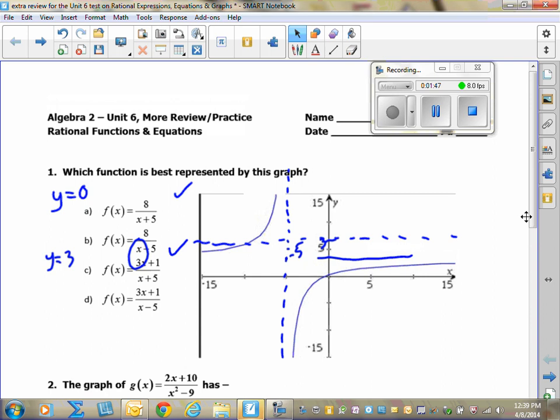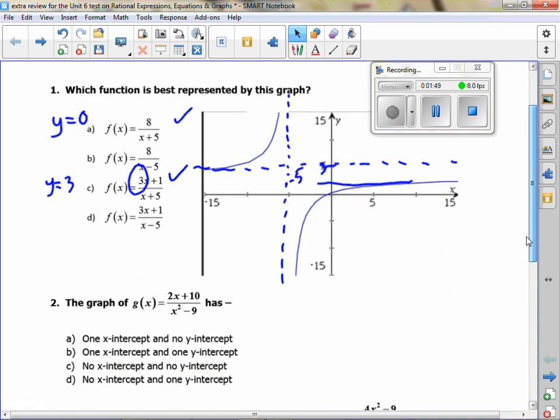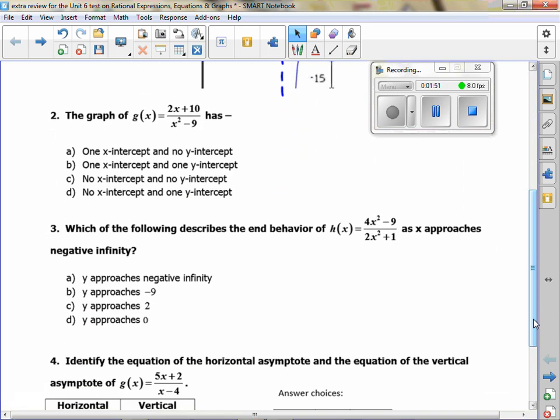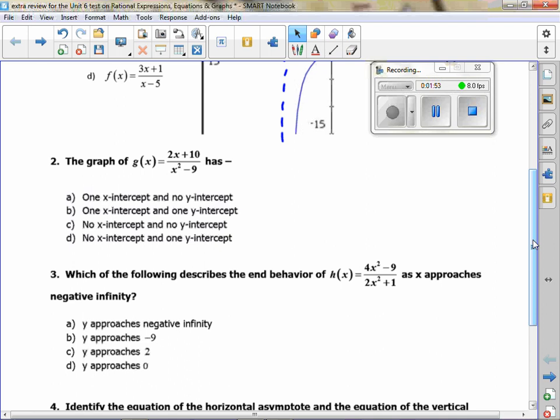All right, let's see. Next one. All right, for number 2, the graph of this, they're talking about x-intercepts and y-intercepts. So I can tell here that basically I would go and look at my graph.